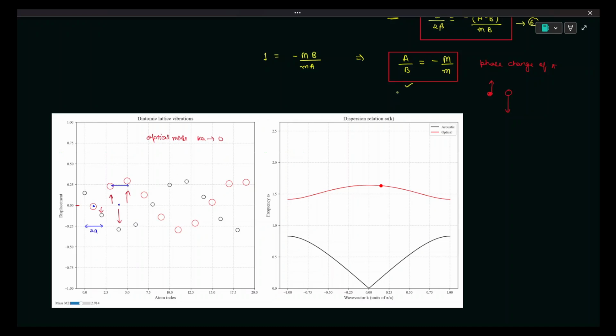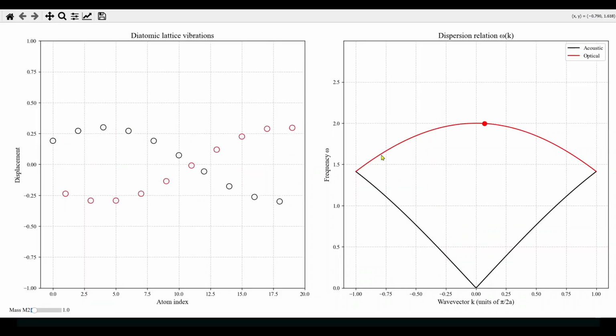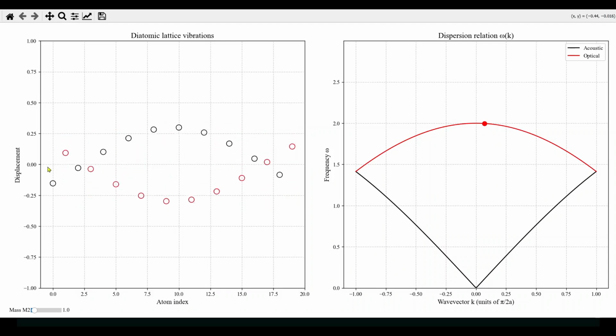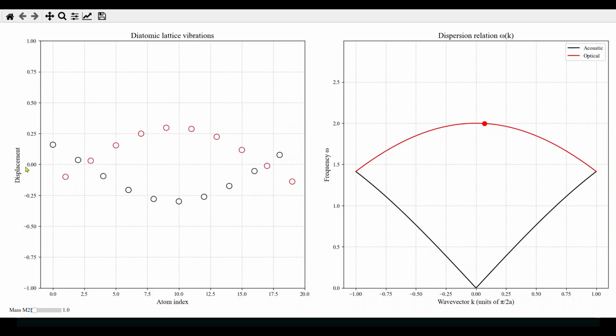Also, if you see in this equation, even if small m is equal to capital M, the ratio of amplitudes will be -1. This means the phase change of pi will always be there, even if the masses are equal. I will show you this in the simulation also. Here I have made the masses of the two atoms equal. You can see that if the black one is going upwards, the red one goes opposite to that, and in this way the center of mass is always at the 0th line, so there is no net displacement of the center of mass.